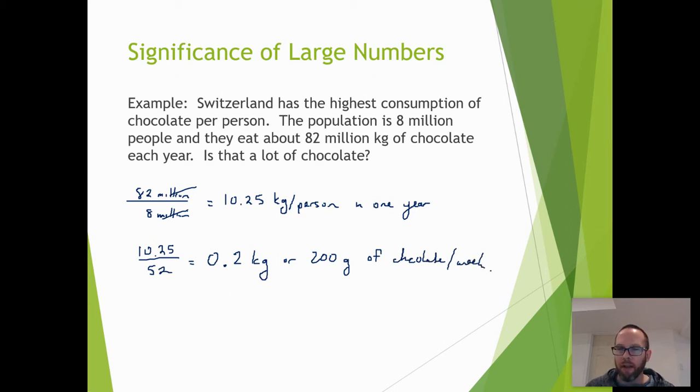And if you think of the average candy bar being, I'm going to roughly say, maybe 50 grams, that's four bars per week, 4 chocolate bars per week. So now that we've got more information, we've taken that large number and parsed it down into something we can wrap our minds around.